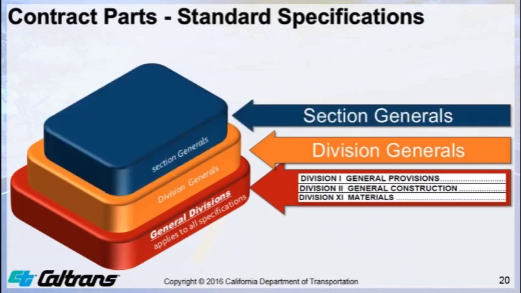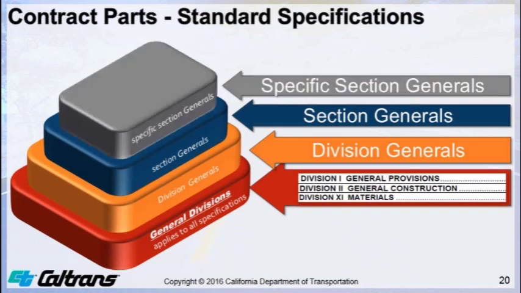Then we have general sections. Like in divisions, specifications in a section titled General apply to all the subordinate sections within the section as stated in Division 1, General Provisions, Section 1-1.01. In addition to section generals, we have specific section generals within subordinate sections. The specifications are now organized with different levels of generals: general division, division, section, and specific section.